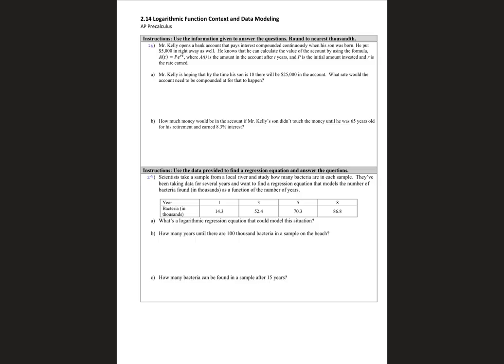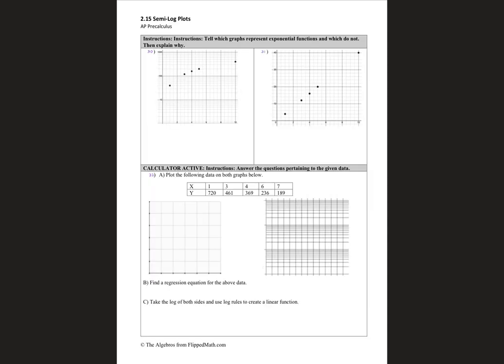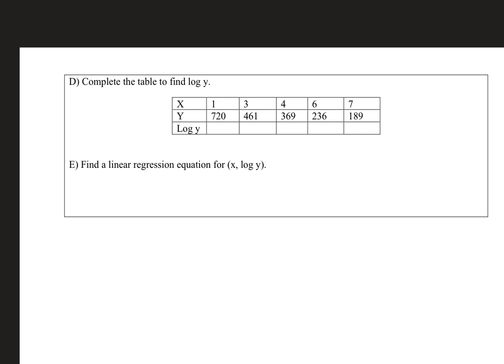And then 28 and 29 are your word problem, your real world simulation questions, where you're either given the function, like in this case, you're actually given the P, it tells you to use P times e to the RT. And then 29, you have to find the log regression and then answer based on it. And then we go to semi-log plots. So tell which one represents the exponential. Remember, you're looking for a semi-log plot with a linear shape. And then 32 is like the one we did on Monday where you have to find the log and then create the linear function.